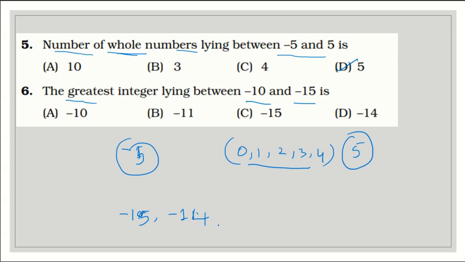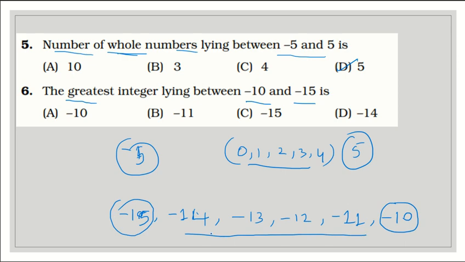-14, -13, -12, -11 and -10. Here we are given -10 and -15. Between them we have got these 4 integers. Amongst them we are asked to find the greatest integer. So obviously -11 is the greatest integer lying between -15 and -10. So the right answer is B.